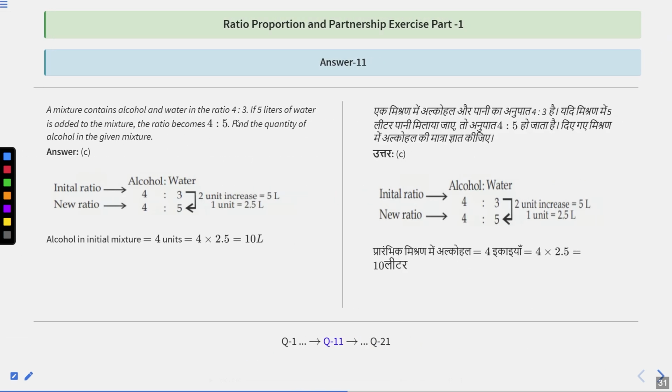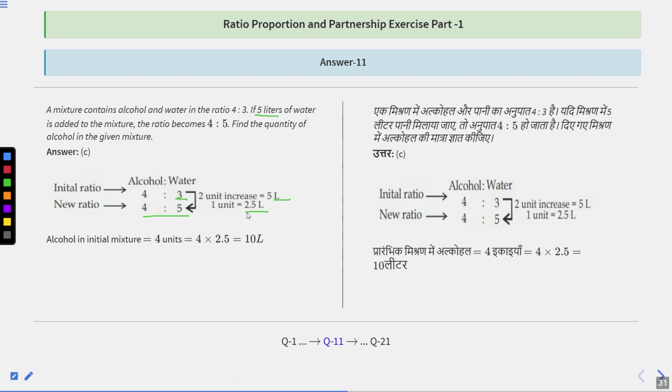Now the question says the ratio of alcohol and water in the mixture is 4:3. And again it says that we add some water and the ratio becomes 4:5. What does it mean? It means the quantity of alcohol is constant in both mixtures. Clear? We just add some water, so the ratio of water is increased. The ratio of water is increased by 2 units, because it was 4:3 and it becomes 4:5. So 2 units will be increased, which is given as 5 liters. So 2 units is equal to 5 liters. So 1 unit will be 2.5 liters.